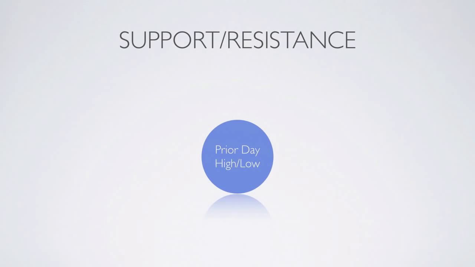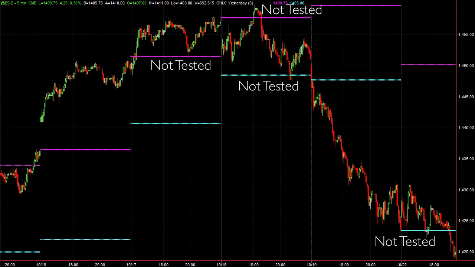The first, prior day high low. That is yesterday's high and yesterday's low. They often act as support resistance. Here you see two different colored lines. One is cyan and the other one is pink. The cyan is yesterday's low, the pink is yesterday's high. This support resistance that I've written here is not tested. It means we do not have a previous bounce on that area. But that does not mean we can't use it for anything.